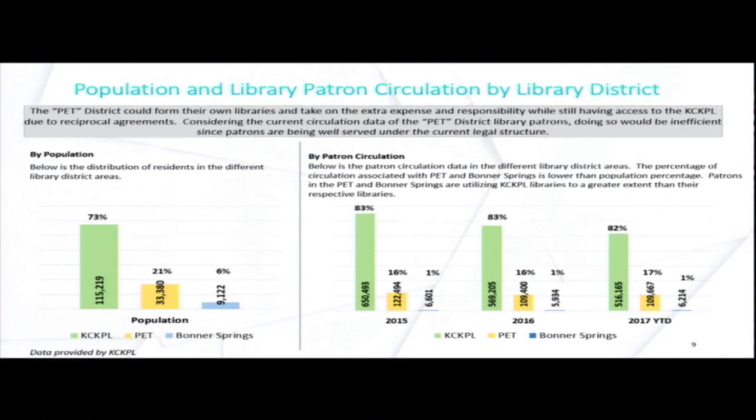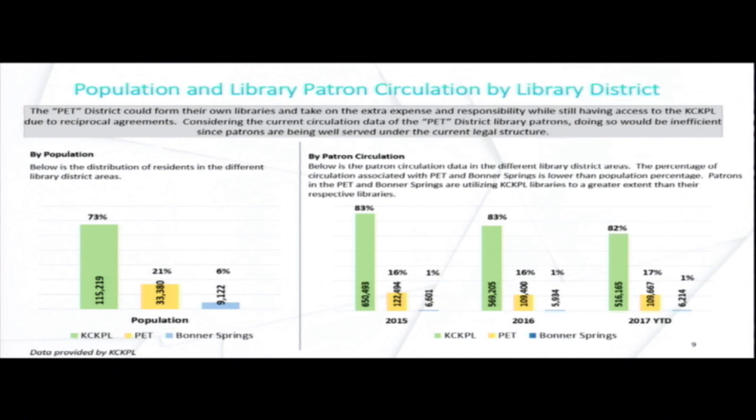So for the most part, the PET district could form their own libraries, as we mentioned, take on extra expense and responsibility while still having access to the Kansas City, Kansas public library system due to the reciprocal agreements. But considering the current circulation data, for the PET district library patrons, doing so would seem a little inefficient since the patrons are well served under the current legal structure.